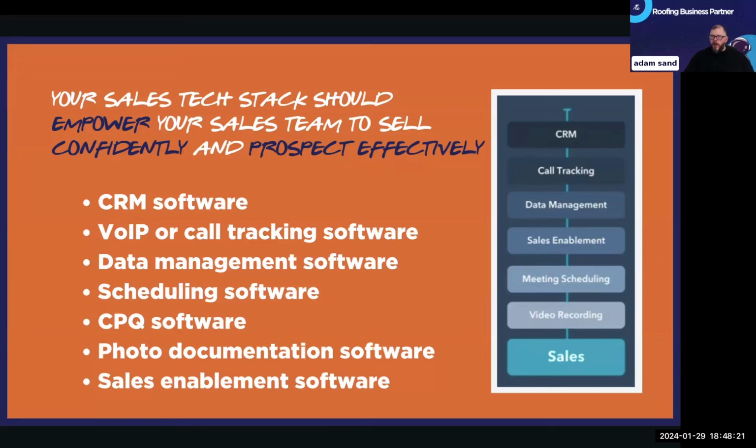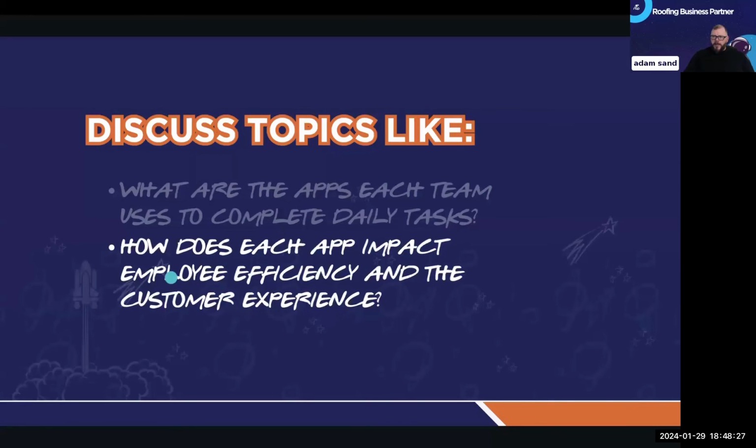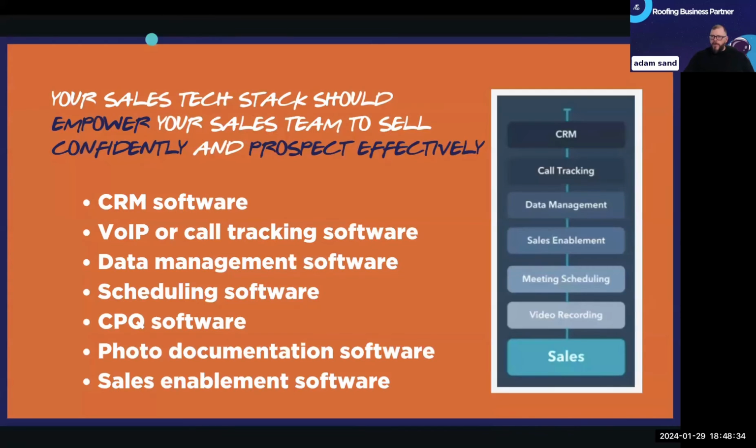So when we think about current role in the business and we're talking to our employees and we're saying, how does each app impact employee efficiency and the customer experience? That's what we're talking about here. It makes your sales team more efficient and prospect effectively. So you're going to have CRM software. That's the baseline, right? Then you're going to have call tracking, where you want to make sure you can track the calls made in and out of the company, so you know how much effort we're putting into sales, making sure your data stays accurate.